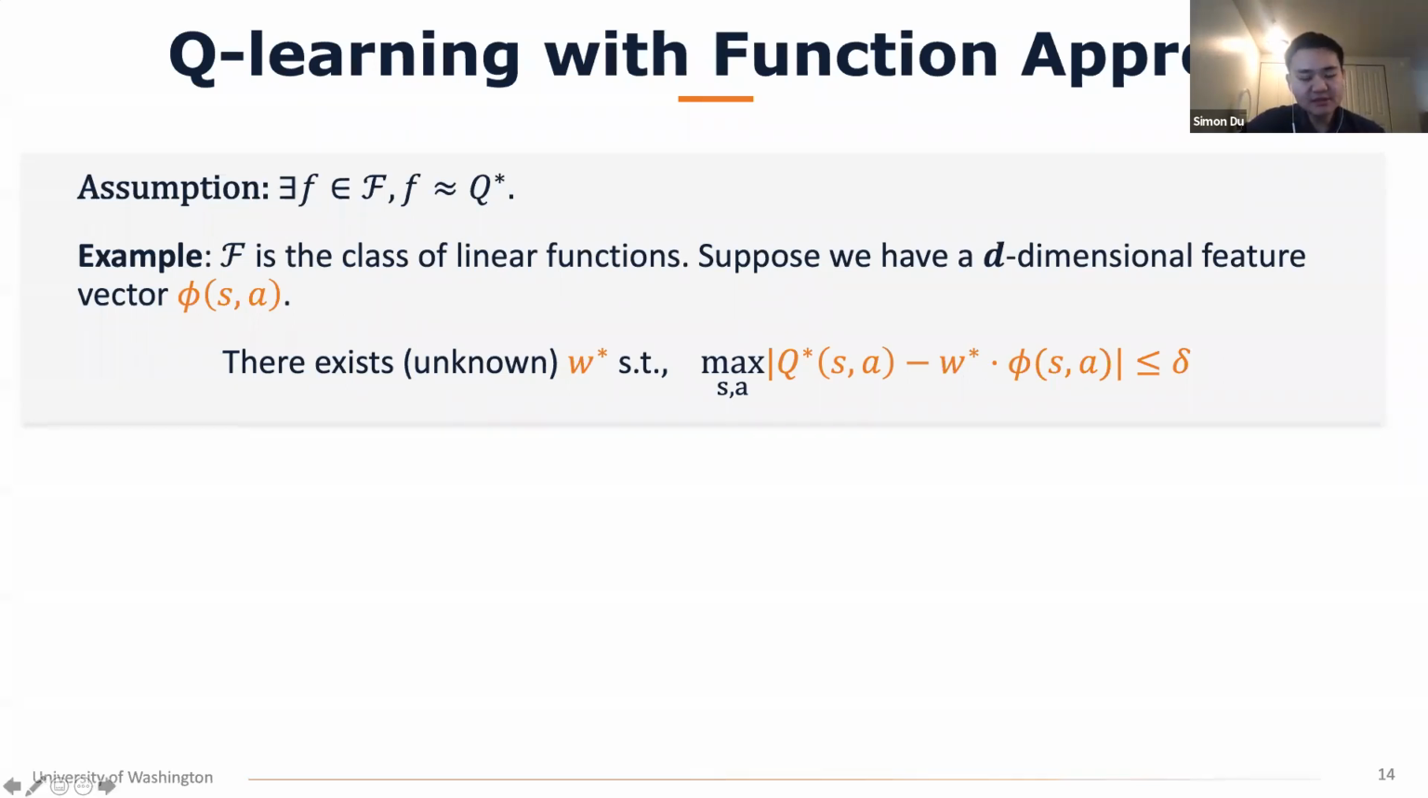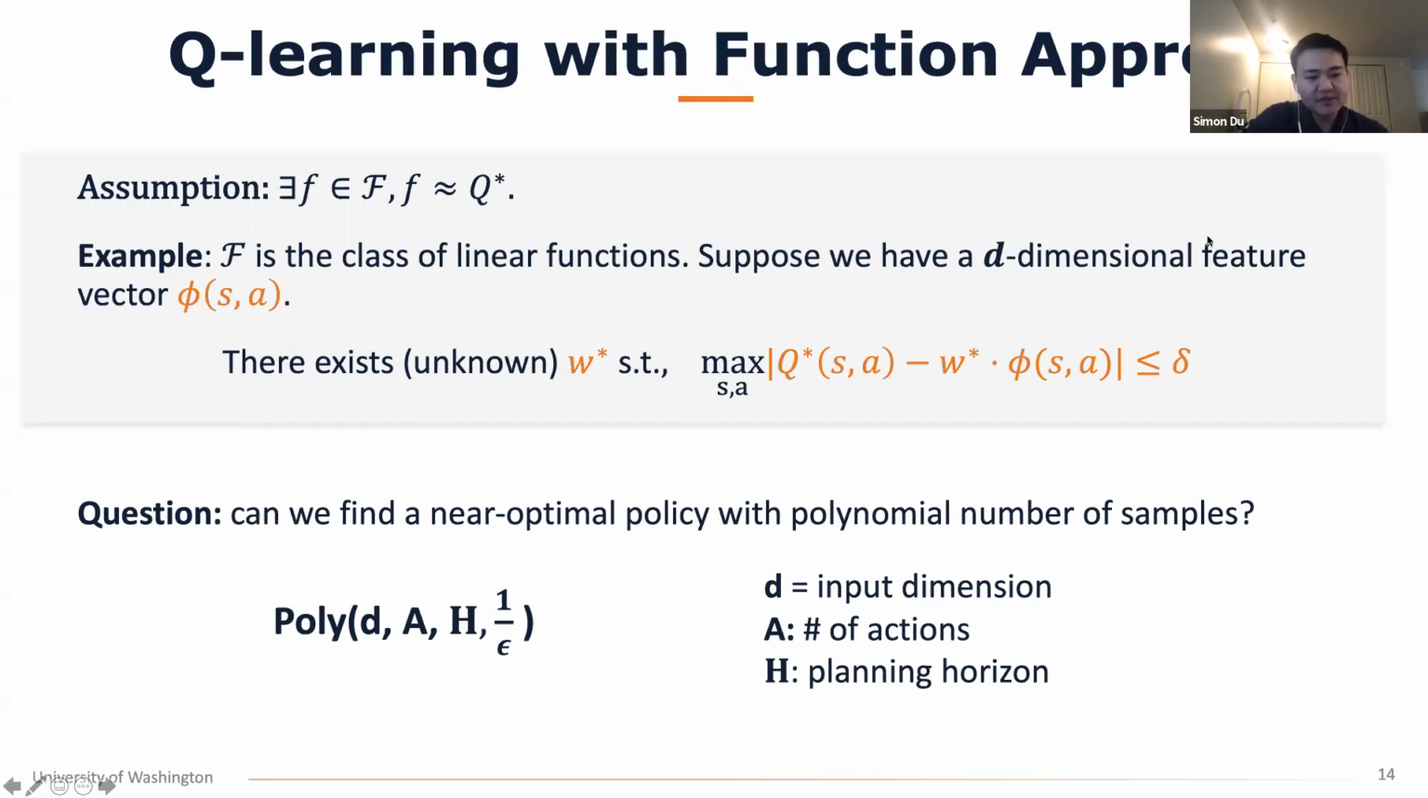So the question I want to answer is: given this assumption, can we find a near optimal policy with a polynomial number of samples? Here, polynomial is in terms of the feature dimension or some complexity measure of your function class, number of actions, planning horizon h, and 1 over epsilon. Remember, in the supervised learning setting, this is just a linear regression problem, and we know that with a polynomial number of samples, we can learn a good linear predictor. But for reinforcement learning, we don't know whether we can do it. So this is the question we want to answer. Is there any question about the setting?